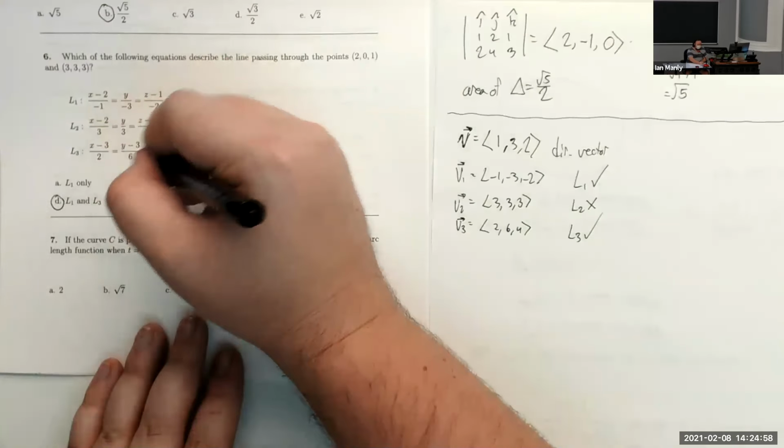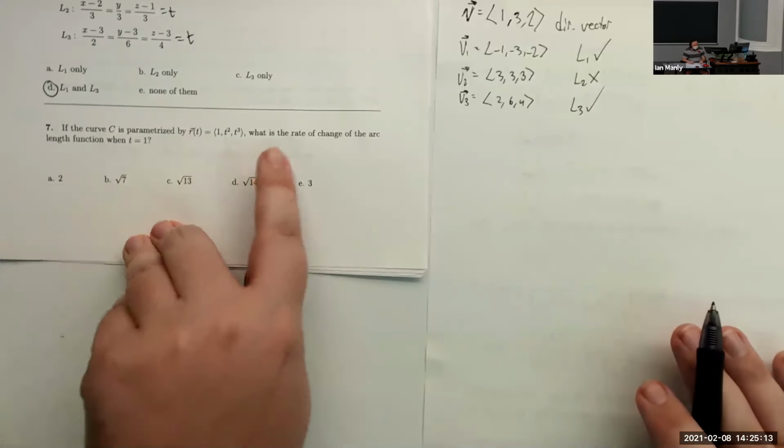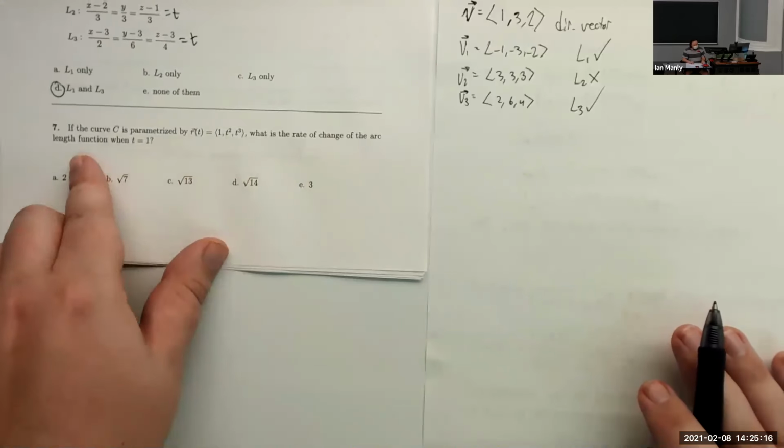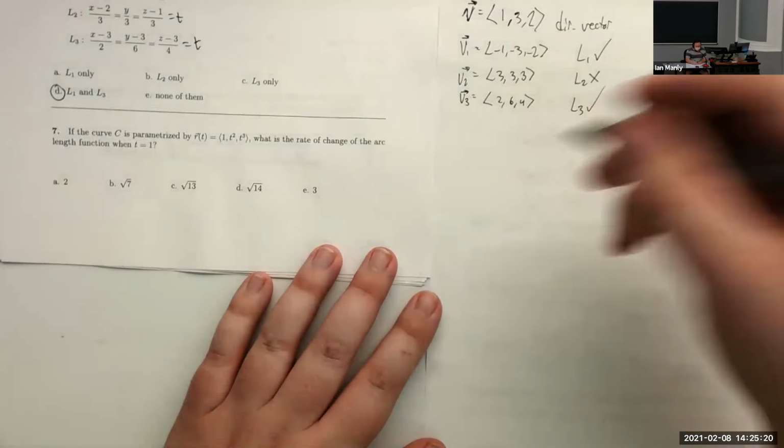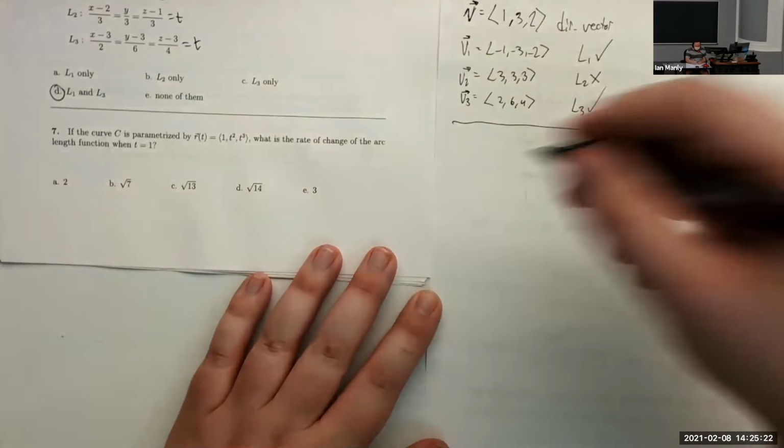All right, let's go to this next one here. If the curve C is parameterized by this vector valued function, what is the rate of change of the arc length function when t is 1? All right. Well, let's remember what the arc length function is.